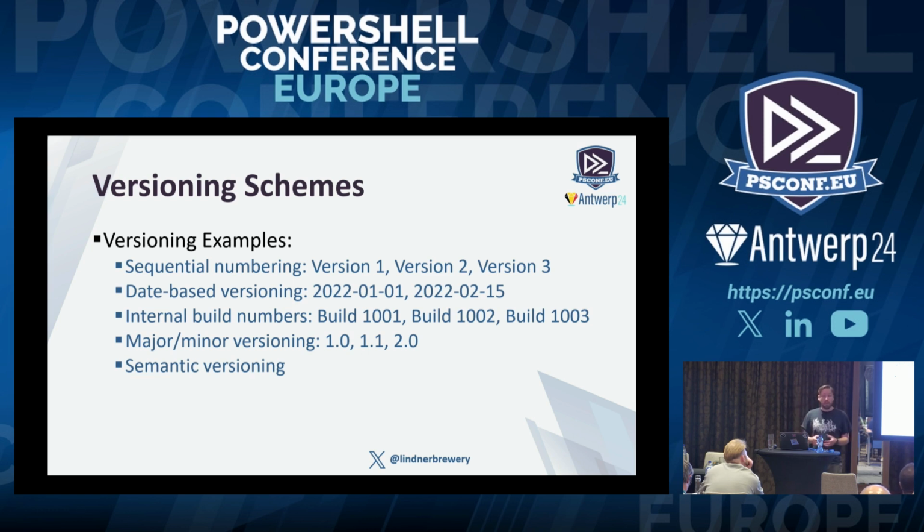Then, quite common, you also see date-based versioning, which is like year, month, day. One module that does it is Adam Driscoll's PowerShell Pro Tools. That has a date-based versioning scheme. Then we all know internal build numbers, like in Windows. We all know that Windows has a cryptic build number to tell us which version we're on. Then we've got versioning schemes like major, minor versioning, like a two-digit versioning scheme. And then we've got semantic versioning.